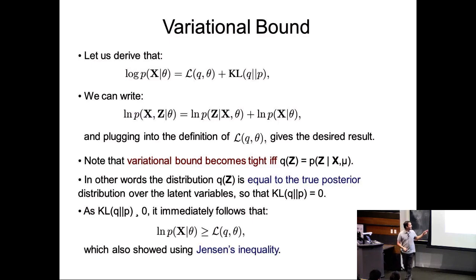And obviously, if the KL is non-zero, it immediately follows that the marginal log probability is always lower bounded by the variational bound, just from this equality alone, right? Because if KL is non-zero, positive, then you have this inequality. So that's the other way to derive the variational lower bound. So you don't have to use Jensen's inequality.